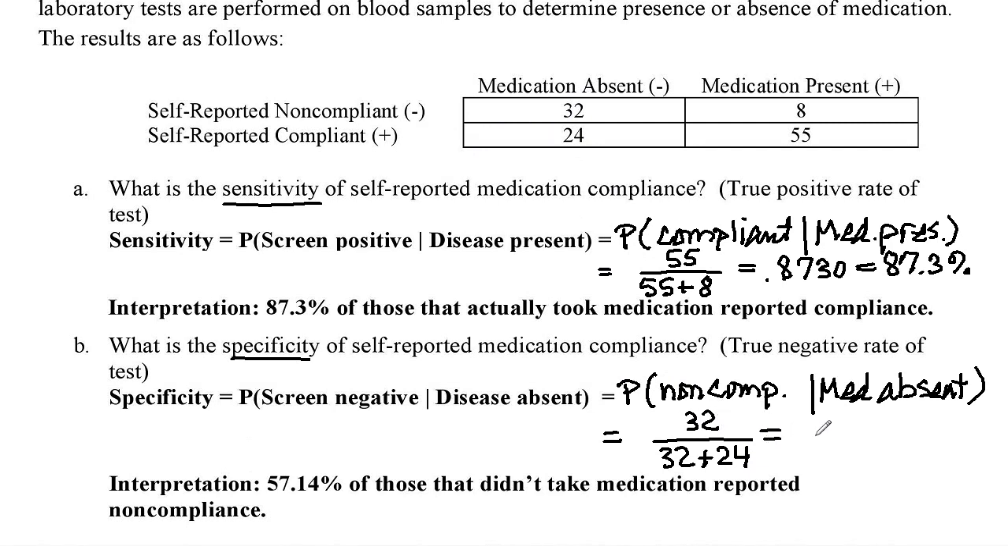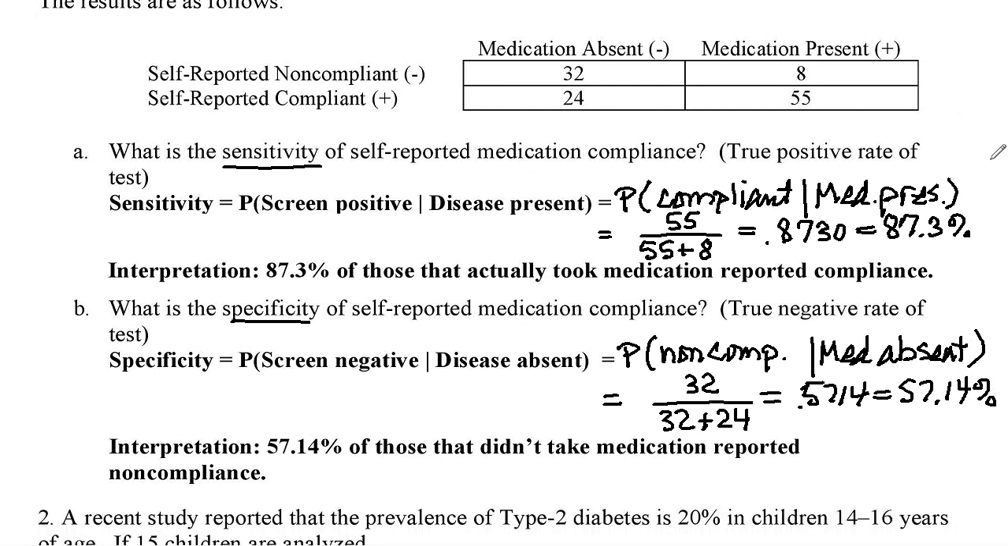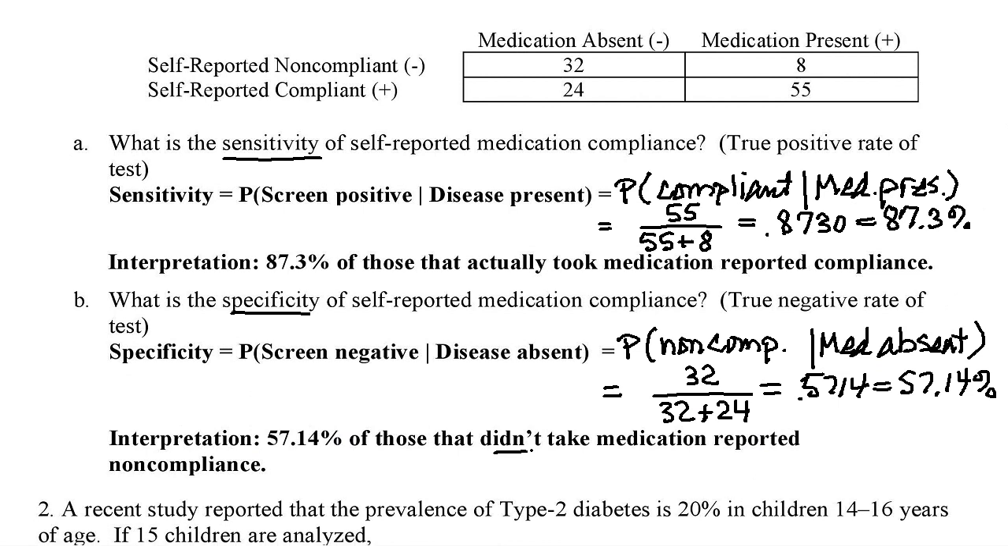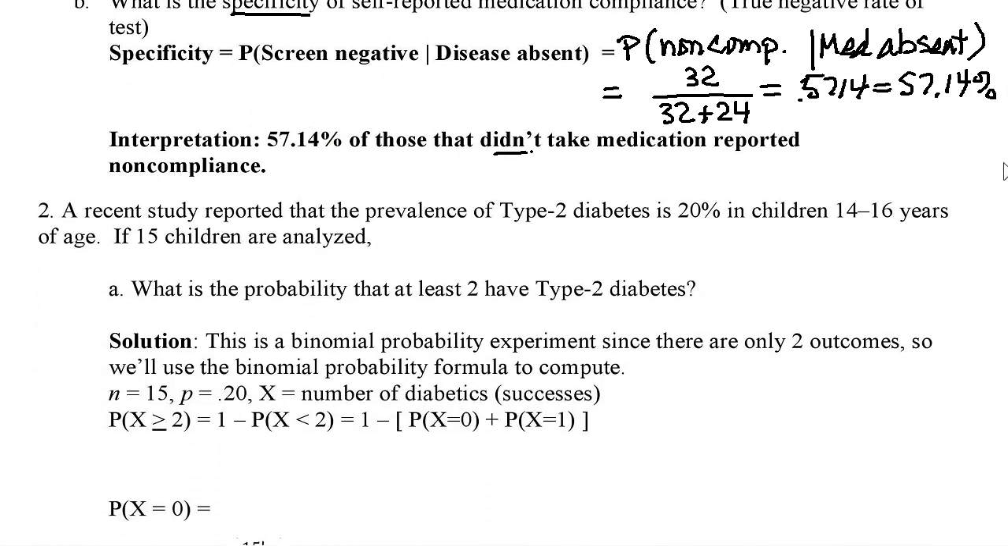As a decimal, that is 0.5714, or 57.14%. We would interpret that as saying that 57.14% of those who didn't take the medication, meaning the medication was absent in the blood, reported that they were non-compliant. So that's sensitivity and specificity.